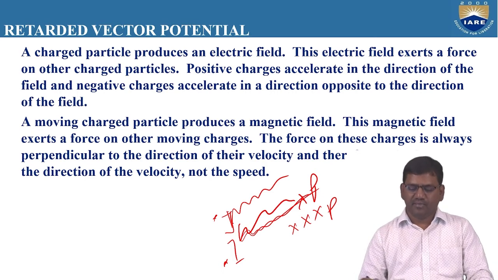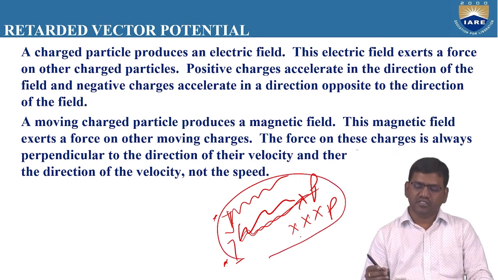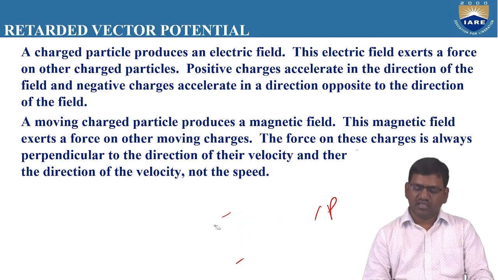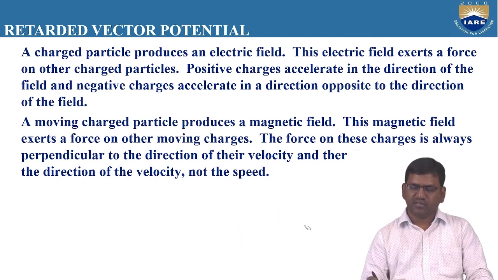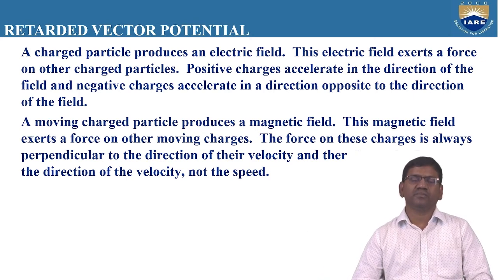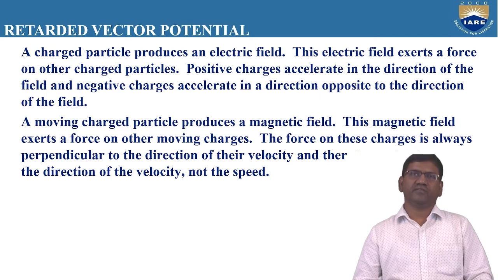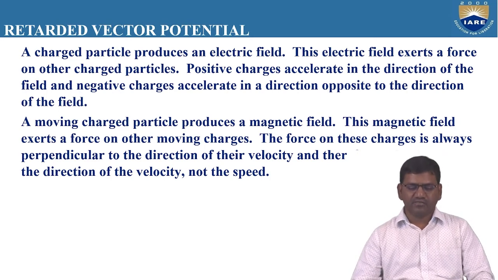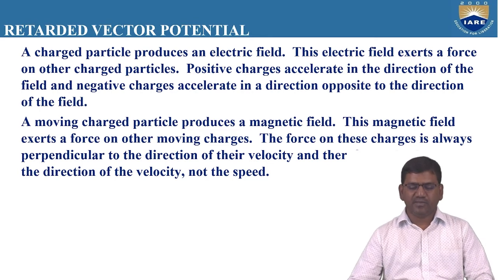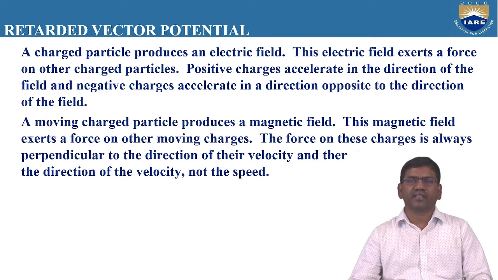Coming to the basics of the electric field and the magnetic field produced by a current element or a small dipole antenna, let us discuss the current distribution of a charged particle, the moving charged particle and acceleration. What happens when the charged particle moves from one point to the other point? As we are familiar from physics, a charged particle produces an electric field, and this electric field exerts a force on other charged particles.